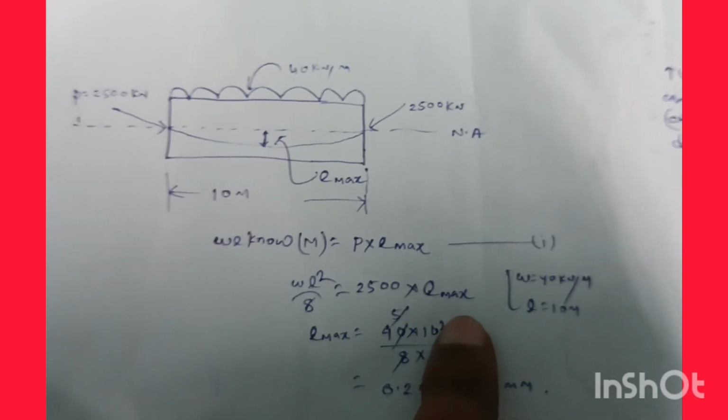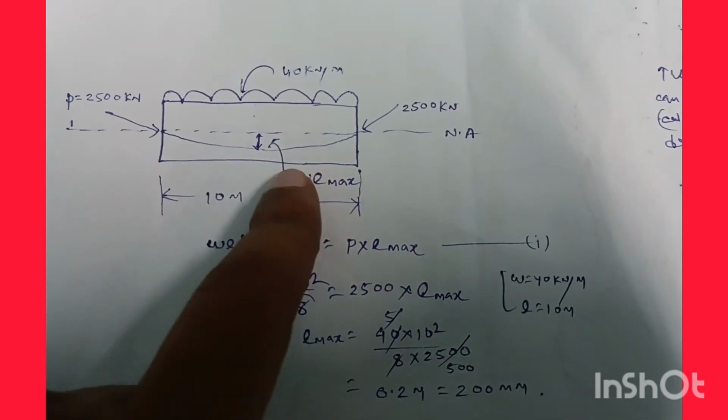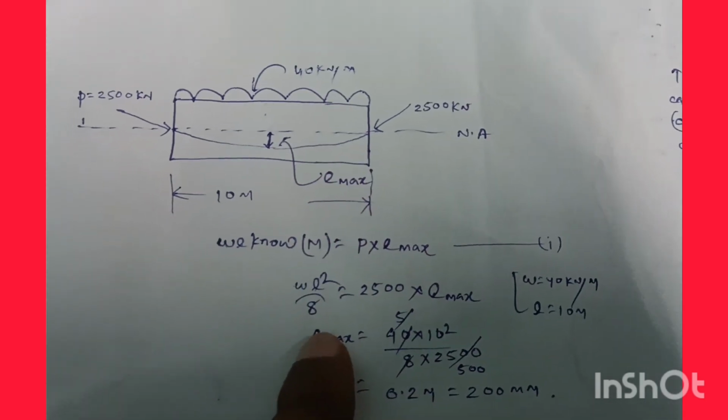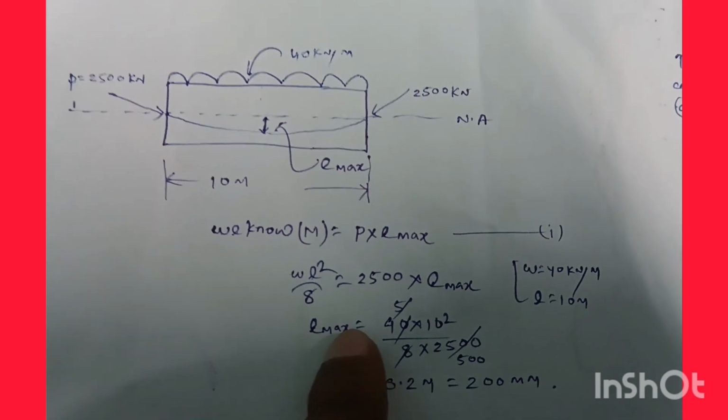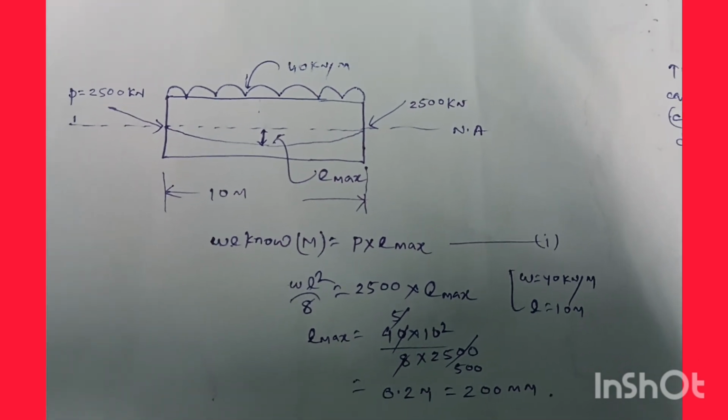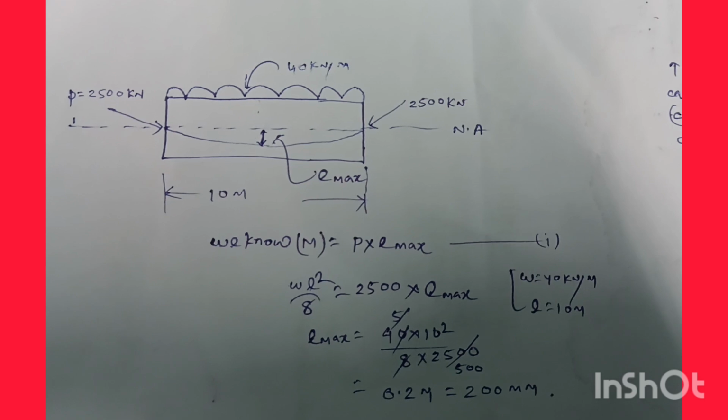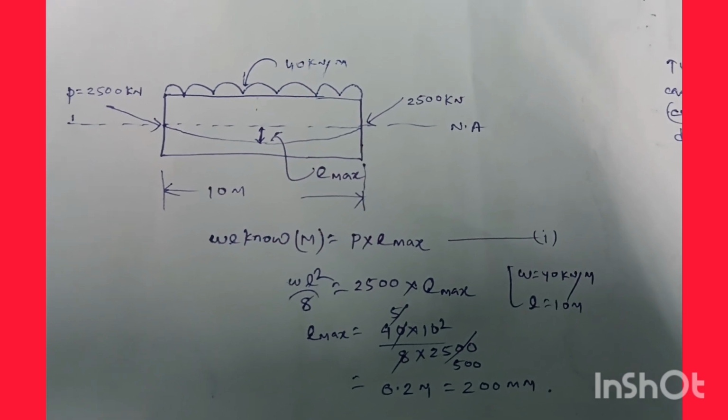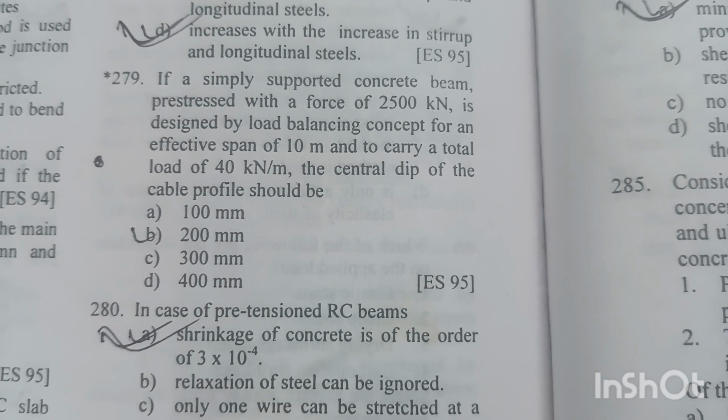Okay, we know the load is 40 kN per meter over this beam and the length is 10 meter. So by putting all the values, we will get Emax, or the dip of the cable, is equal to 0.2 meter or 200 mm. Option B is the right answer, 200 mm.